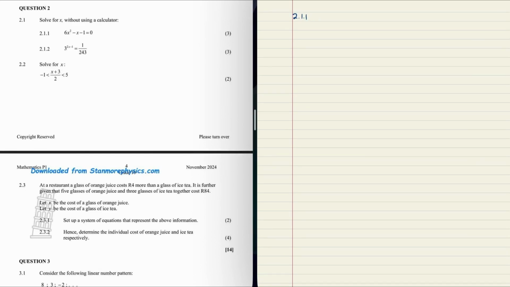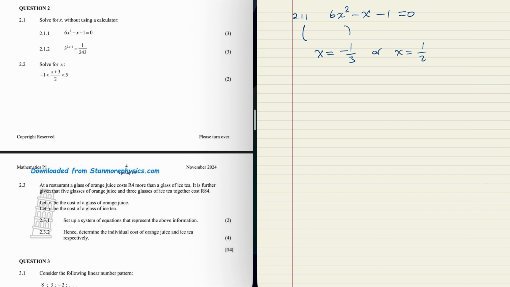Question 2 says, well, 2.1, solve for x without using a calculator. 2.1.1, 6x squared minus x minus 1 is equal to 0. Now, of course, the easy way is to use the calculator, but we need to show all working. So if you have a Casio calculator, it can solve it for you. So you'll enter this in your calculator and you'll get x is equal to minus 1 over 3 or x is equal to half.